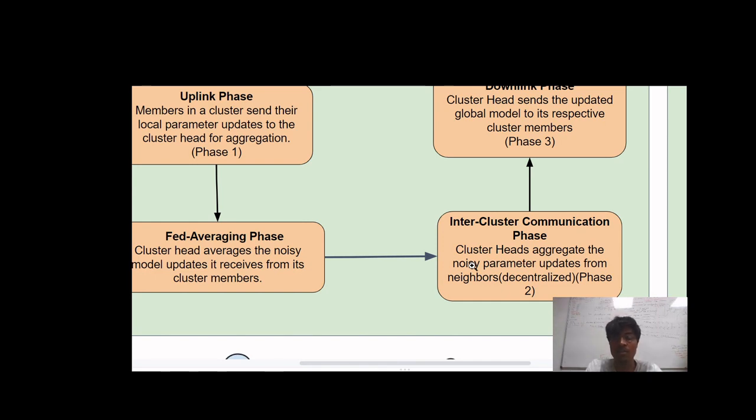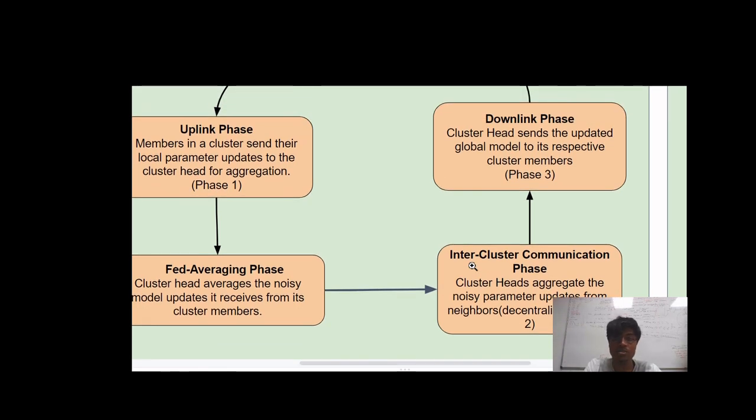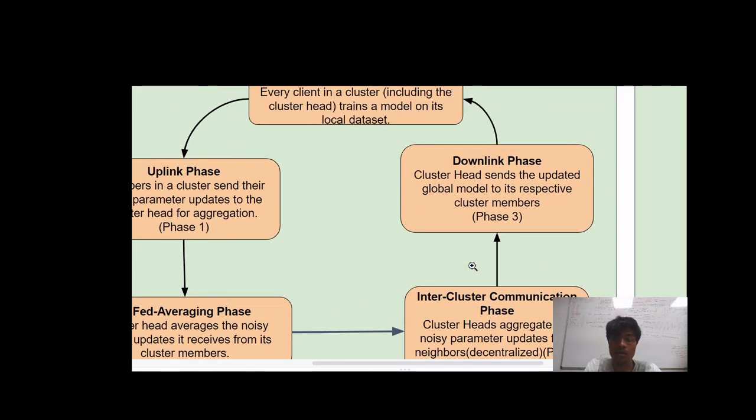Alright, so once the cluster head has received all the parameter updates from the respective clients, the cluster heads will communicate amongst themselves in a decentralized manner. That is, every cluster head will send the averaged out model from its respective cluster to the rest of the cluster heads for aggregation, right? So now this ensures that all of the data is taken into consideration when the final model is developed.